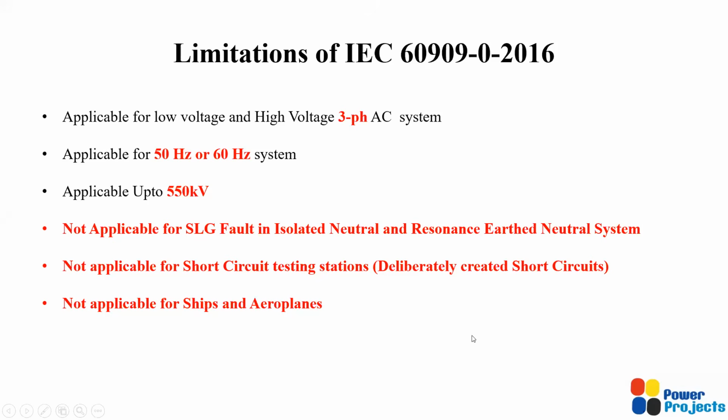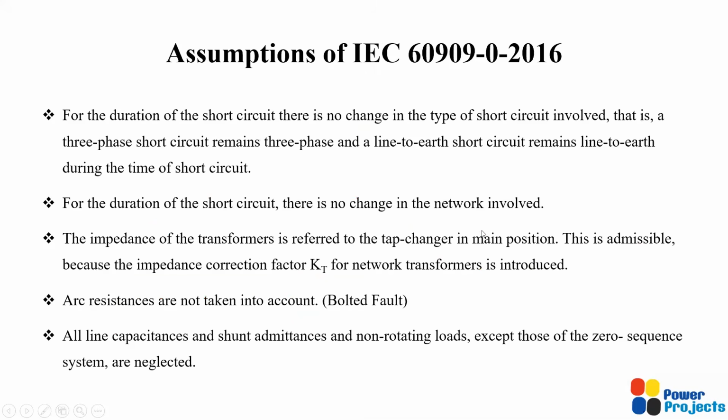IEC is applicable for all grid connected and isolated 3-phase AC systems. And it is applicable in all cases for 3-phase fault or line-to-line fault. It is applicable for single line to ground fault in a solidly earthed system or resistance earthed systems, but it is not applicable for single line to ground fault in ungrounded systems or resonance systems. Okay, then before reading the standard, we need to understand what assumptions are made in this standard.